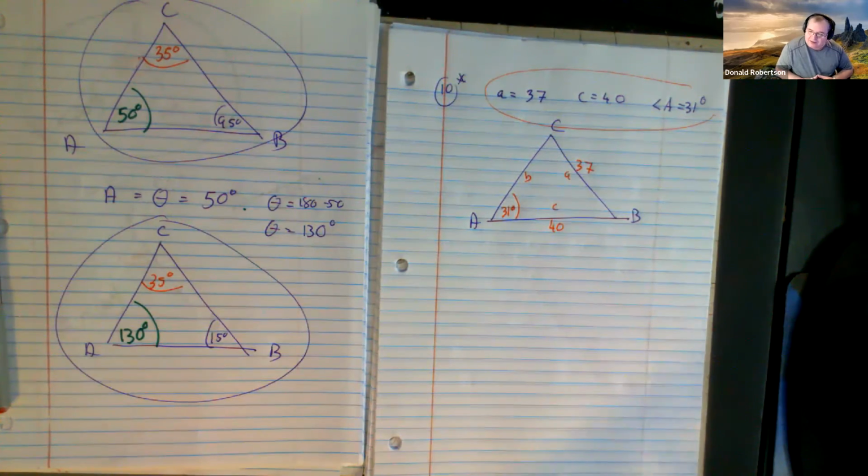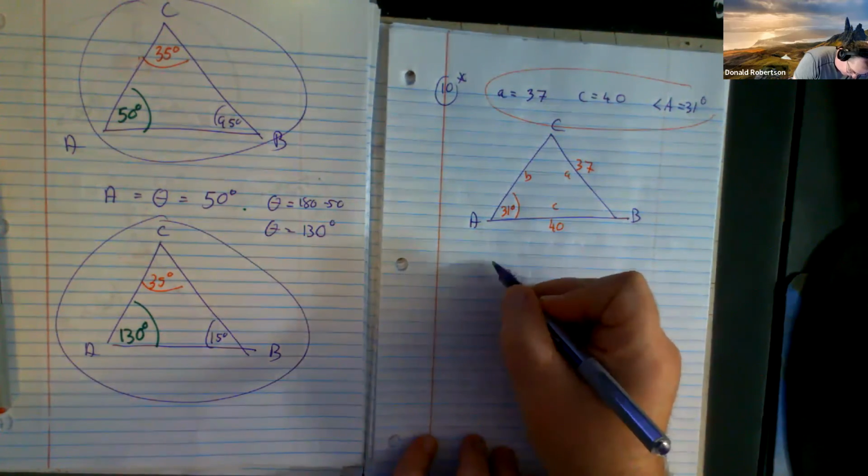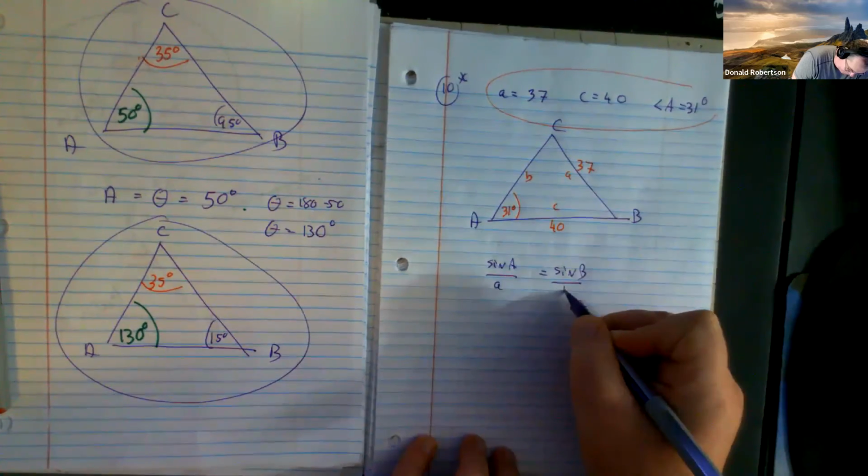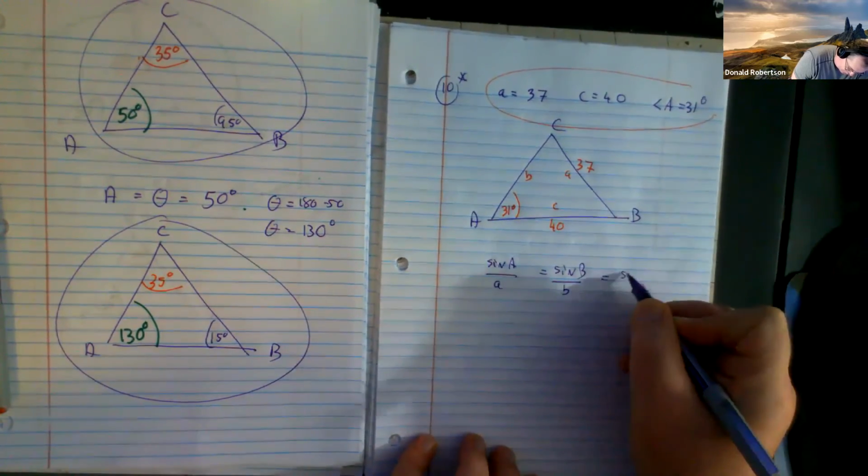Now, with a bit of luck, this is going to be a situation where there are two correct answers, two different triangles that both work. So, sine A over little a, sine angle B over little b, and sine angle C over little c.